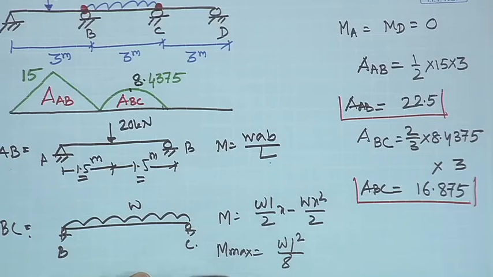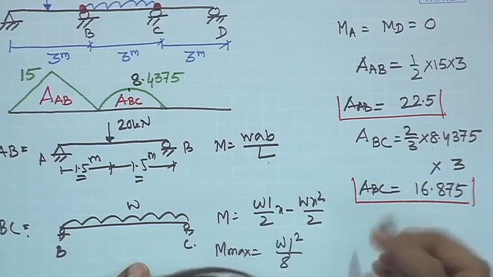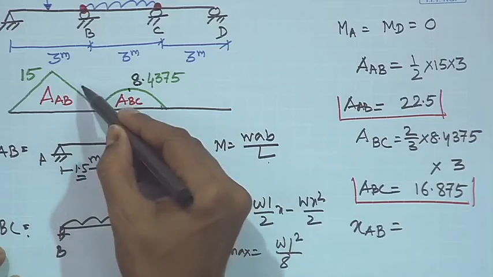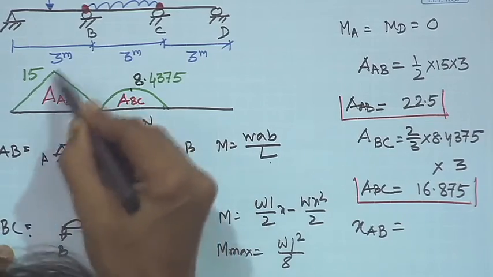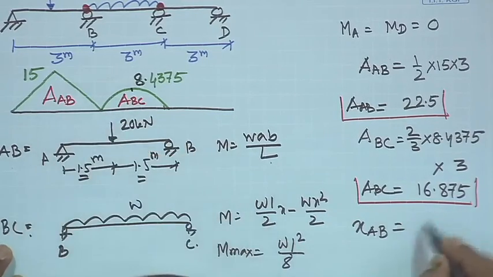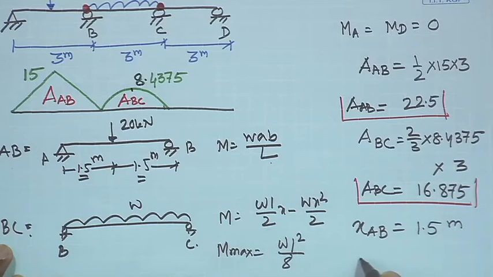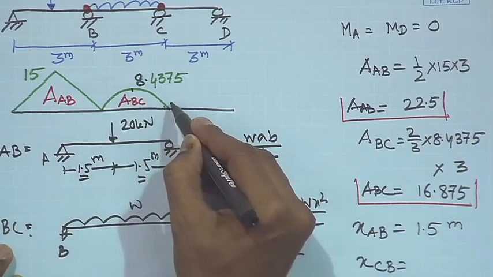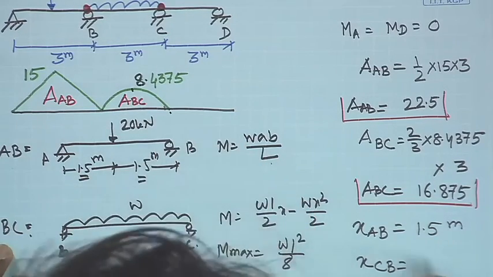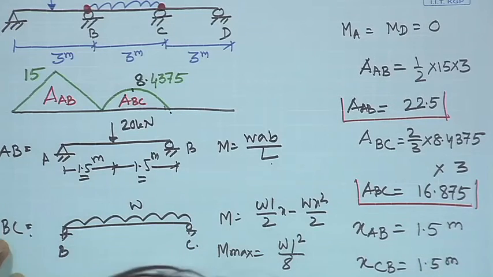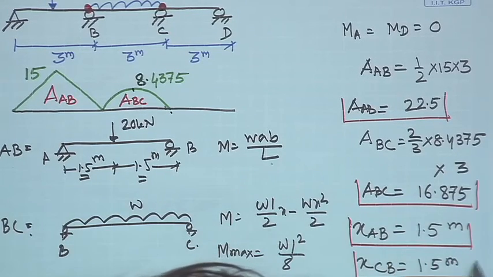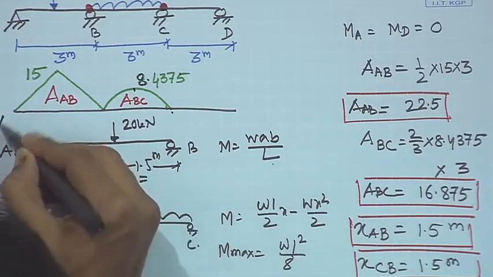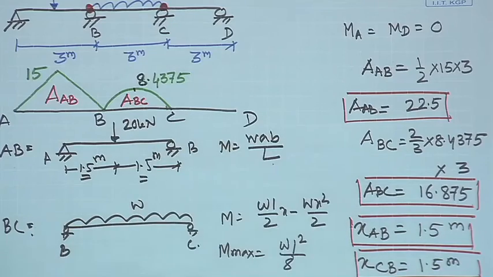Okay. So, we need to find out what is XAB. XAB is the centroid of this diagram from A. So, this is symmetric, it is 3 meter length. So, XAB becomes 1.5 meter. Similarly, XCB is the centroid of this bending moment diagram from C, again it is symmetric. So, it becomes 1.5 meter. So, this value we have already obtained. Okay. So, this is A, B, C, D.